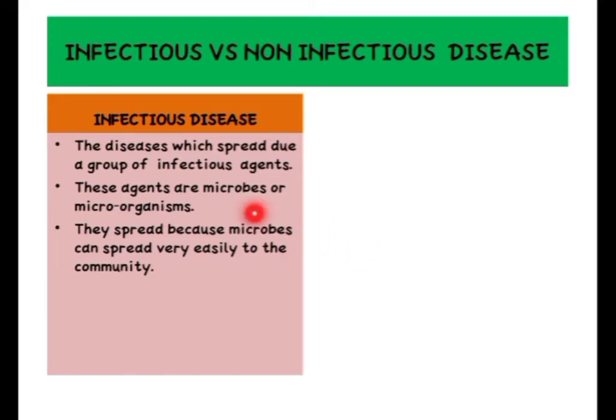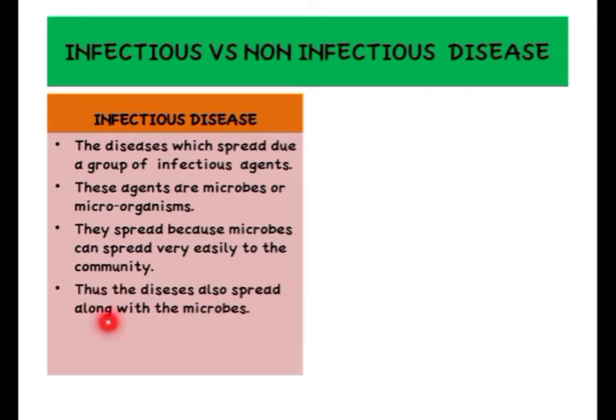So what happens when microorganisms travel? They have the property that they can spread very easily. So because of this reason, infectious disease also spreads very easily. The disease also spreads along with microbes. So actually microbes carry this disease with them. As microbes can travel very fast, these diseases which are attached to these microbes are also traveling very fast. And these diseases are called infectious disease.